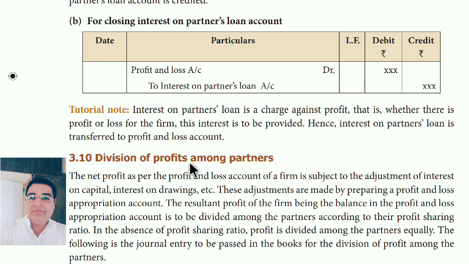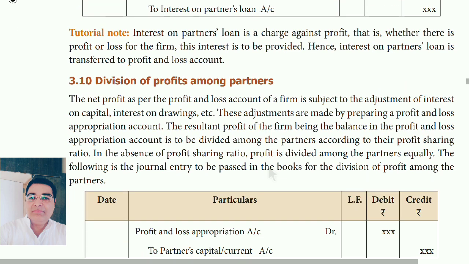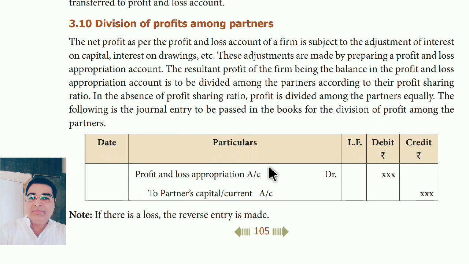Now, division of profits among partners. How are they dividing the profits? The net profit as per the profit and loss account of a firm is subject to the adjustment of interest on capital, interest on drawings, etc. These adjustments are made by preparing a profit and loss appropriation account. So we have to prepare the profit and loss appropriation account to know the profit. The resultant profit of the firm, being the balance in the profit and loss appropriation account, is to be divided among the partners according to the profit sharing ratio.